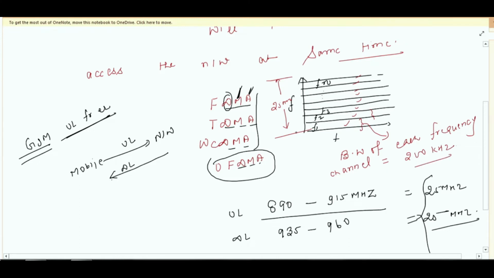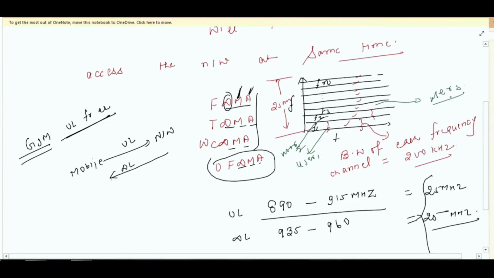So one thing we understand, total band, that is 25 megahertz. Each channel bandwidth is 200 kilohertz. So if we want to know with this design how many users can access the network at the same time, why? Because in FDMA each frequency channel is given to only one user. F1 is given to mobile one, F2 is given to user 2. Each frequency channel is given to one user.